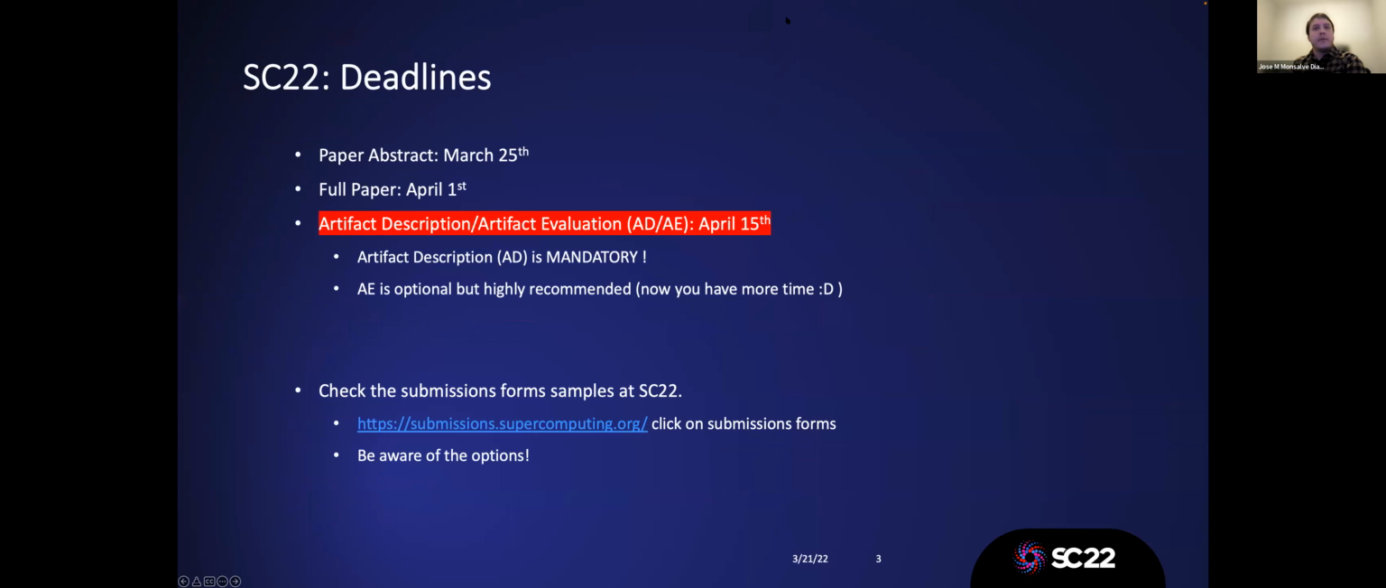Before we start, I also want to remind everyone of the SC22 deadlines. The paper abstract is due on March 25th, and the full paper is due April 1st. But for the artifact description and artifact evaluation, you have a little more time. The artifact description is mandatory. It means that every publication in supercomputing will require an artifact description, and that is due April 15th. The artifact evaluation is optional, but highly recommended. If you want to see examples of submission forms, or know what information is required, you can always visit this link.